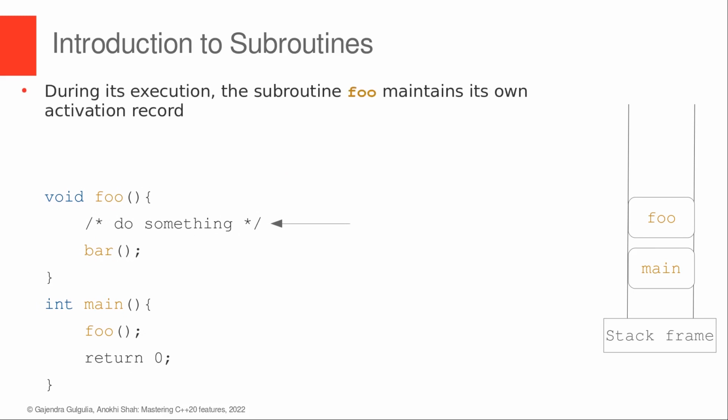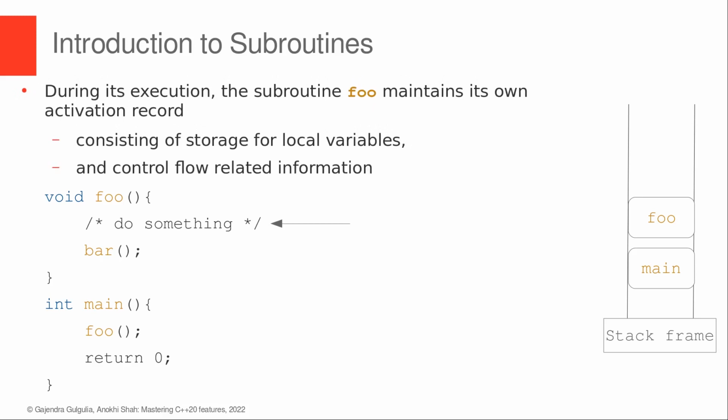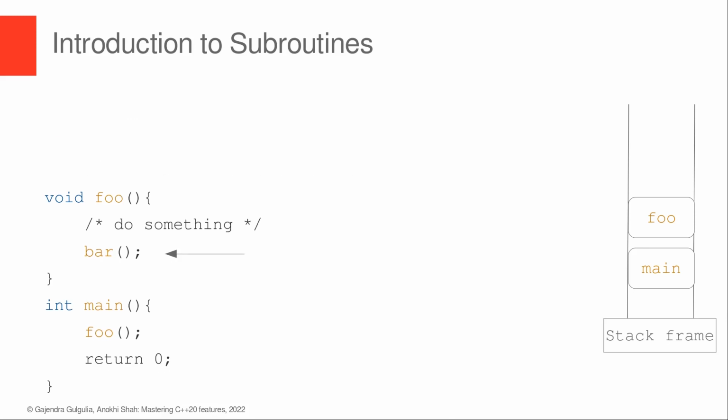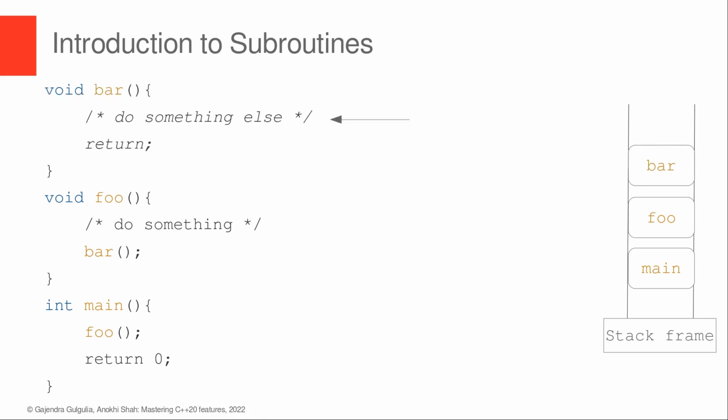During its execution, the subroutine foo maintains its own activation record, which consists of foo's local variables and control flow related information, that is the return address of foo, which is main, and the address to which function foo may call. In this case, it is bar. Next, the execution comes to bar, and bar is pushed into the stack frame, and bar does whatever it is also defined to do in the body.